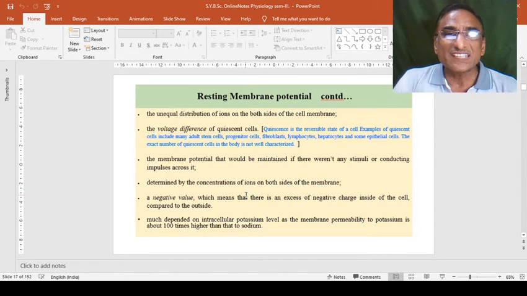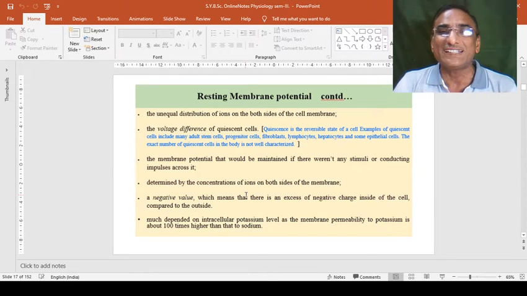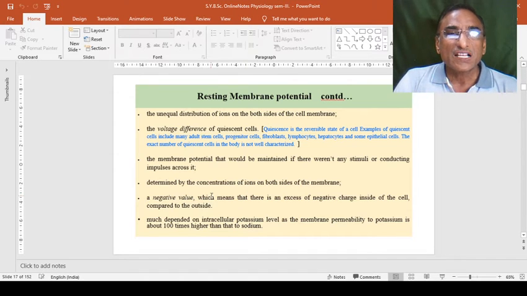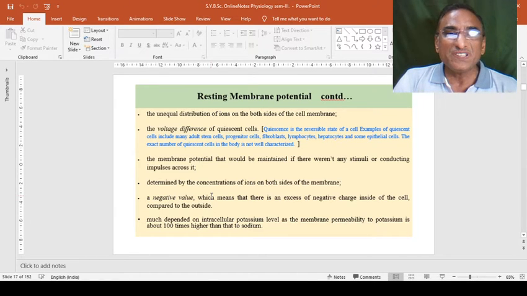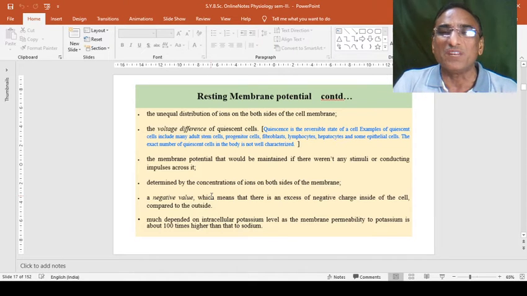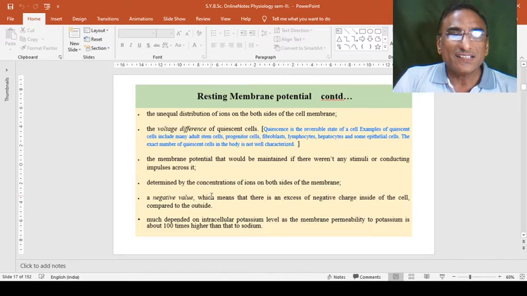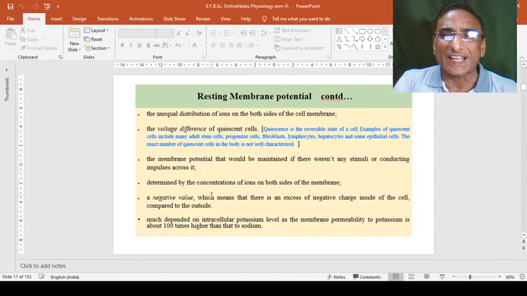The exact number of quiescent cells in the body is not well characterized, but especially in nerve cells, this is to be maintained by positive and negative ions. Generally, we call them cations and anions. The resting membrane potential is the membrane potential that would be maintained if there weren't any stimuli or conducting impulses across it. This means the membrane potential results unless and until there is a stimulus. The resting membrane potential is determined by the concentrations of ions on both sides of the membrane.